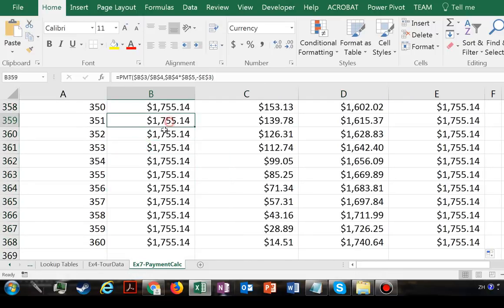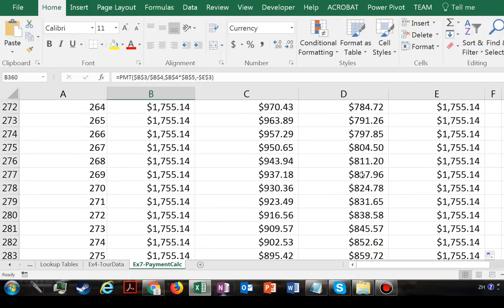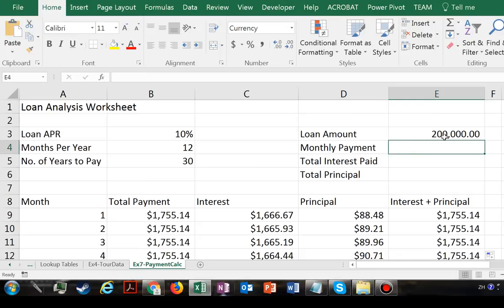Okay, so you'll see that every month the payment is constant, but what changes is the amount that goes to paying off the interest and the amount that goes to paying off the principal. But the sum of the amount that goes to interest and goes to principal should be equal to the total payment for that period. So let's summarize our findings up here.